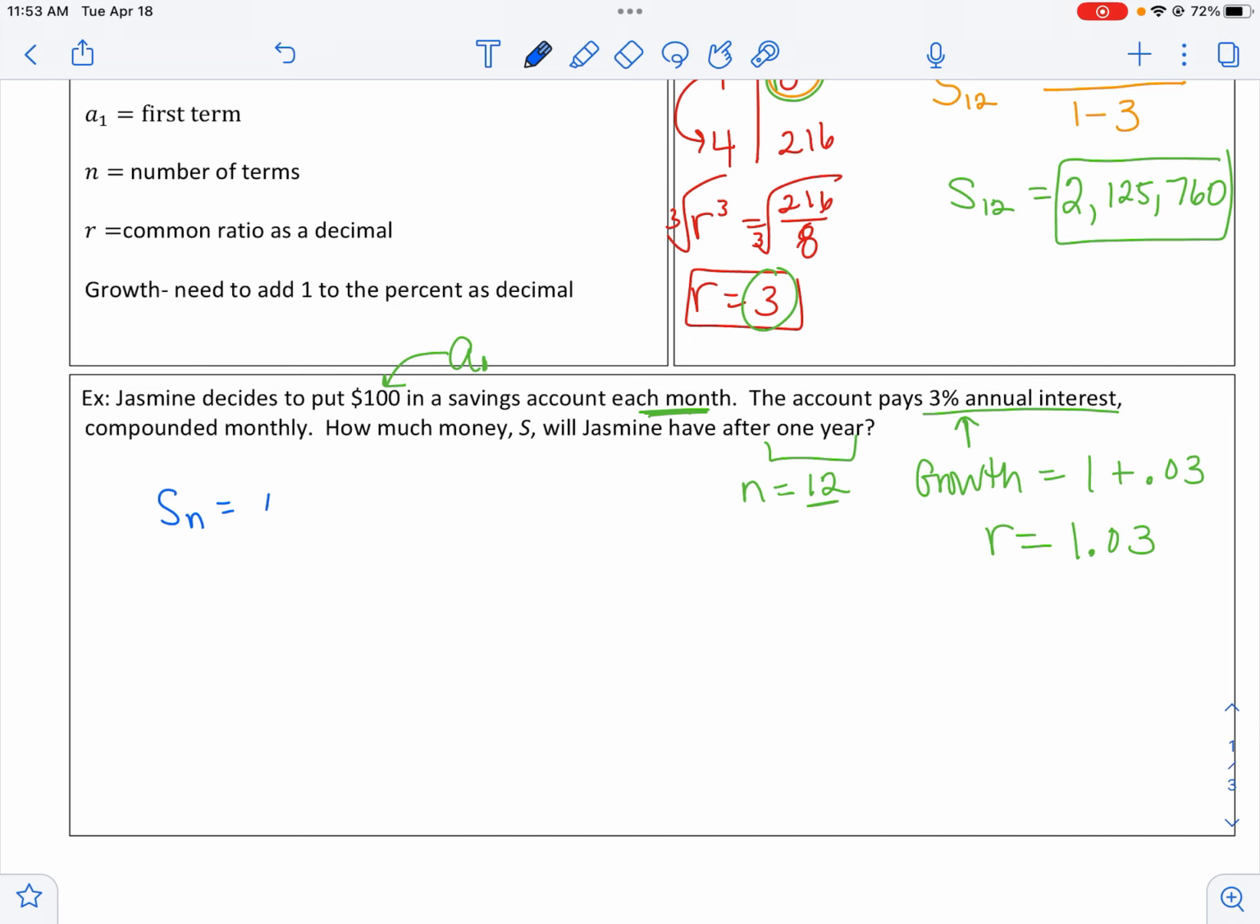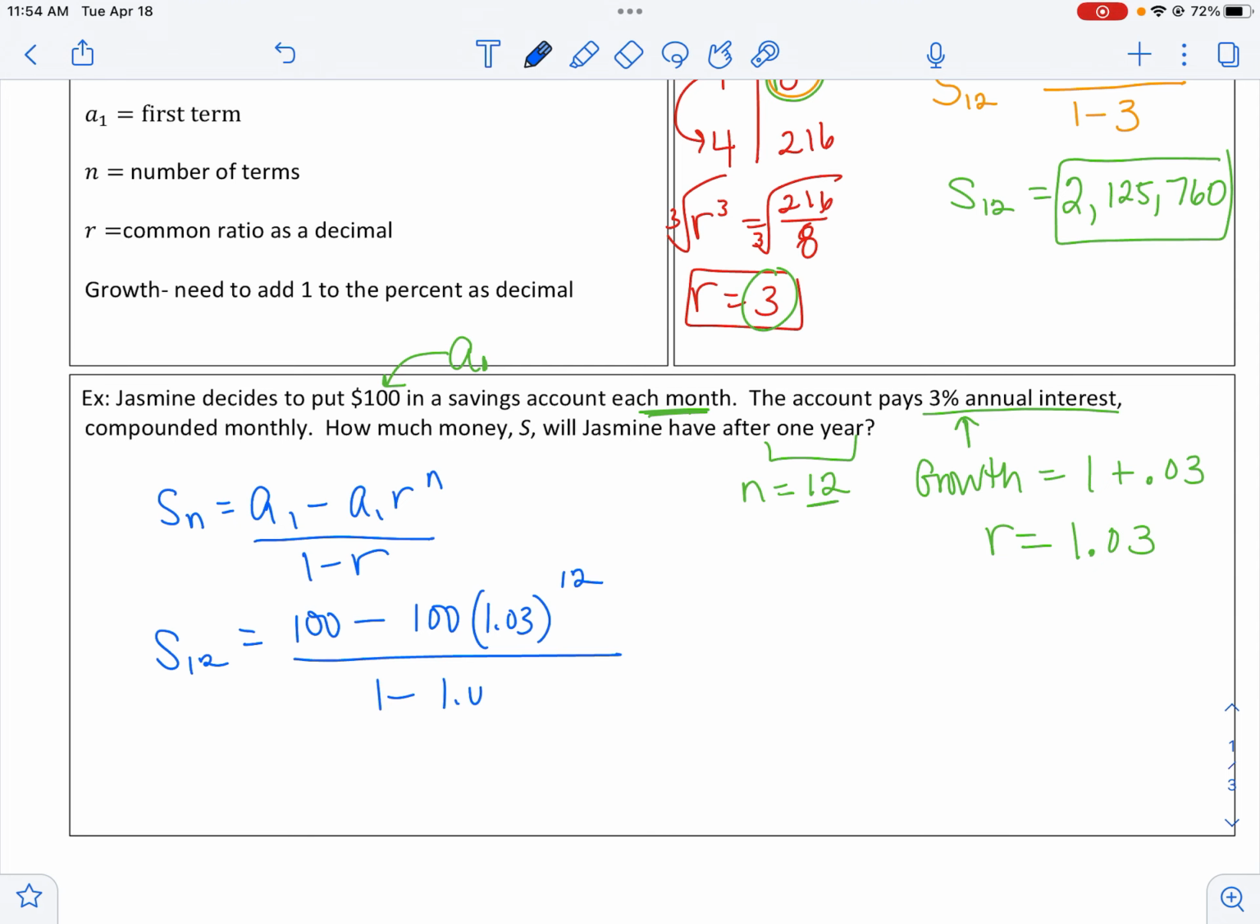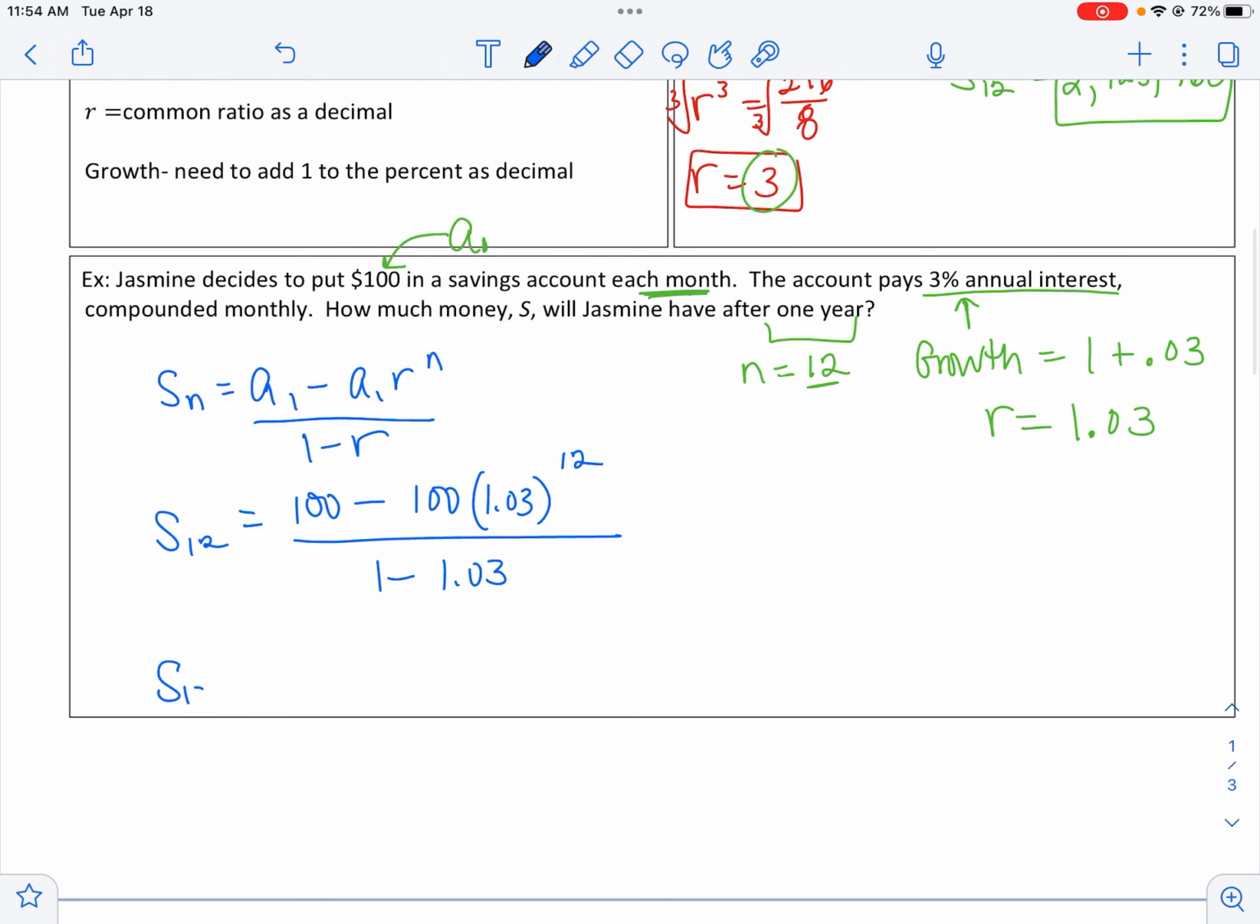So now I'm going to plug in to that formula again. This time I'll write it because I cut it off the screen. a sub 1 minus a sub 1 r to the n over 1 minus r. My AirPod fell off. Grab it. I hope that didn't just affect the video. Now when I plug in, the sum of the 12 months is what you started with minus what you started with times that ratio to the n power over 1 minus that 1.03. And again, you could just pop it into the calculator and you would get $1,419.20.